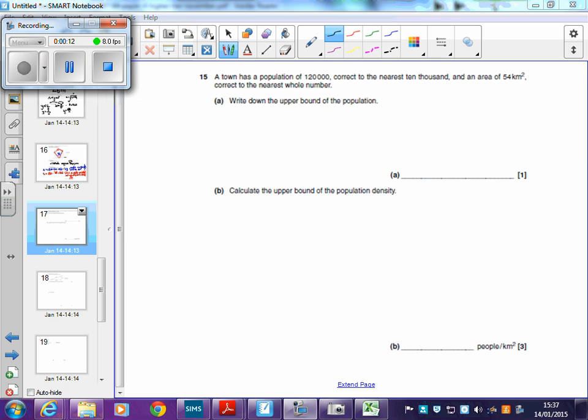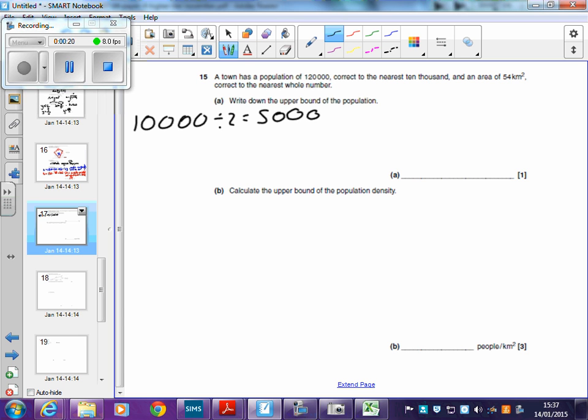All right, to get this, you'd find the accuracy first. The accuracy is 10,000, and you divide it by 2, which gives you 5,000. Then to get the upper bound, you add it on. So 120,000 plus 5,000 is 125,000, and the lower bound is 115,000. This one just wants the upper bound, so 125,000.